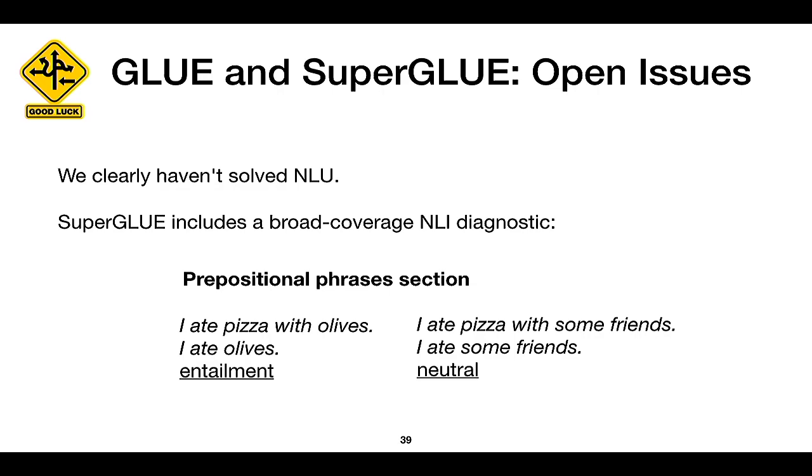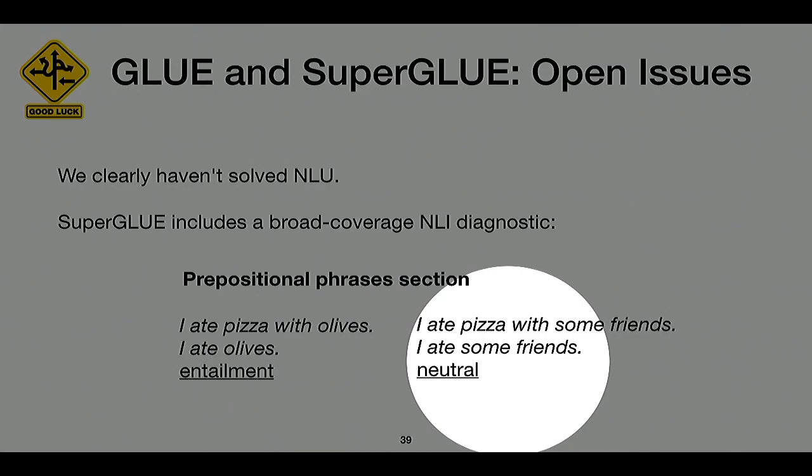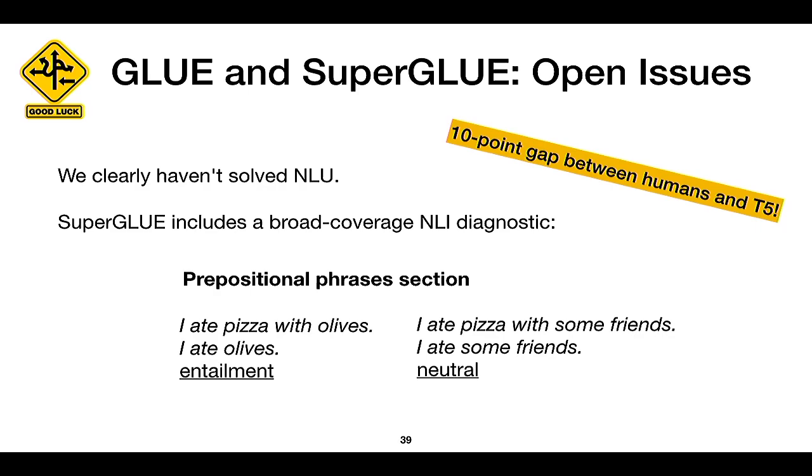One example of this, from Julian, is this simple pair of examples showing that if you ate pizza with olives, you ate the olives. If you ate pizza with friends, you didn't eat the friends. State-of-the-art models do pretty well on these diagnostics. These definitely aren't highlighting massive gaping failures in reasoning. But on examples like this that are still pretty straightforward, we do see a 10-point gap between the state-of-the-art models and humans. So that's one of many kinds of evidence that we're not there yet, that our main benchmark isn't testing everything we might want it to test.